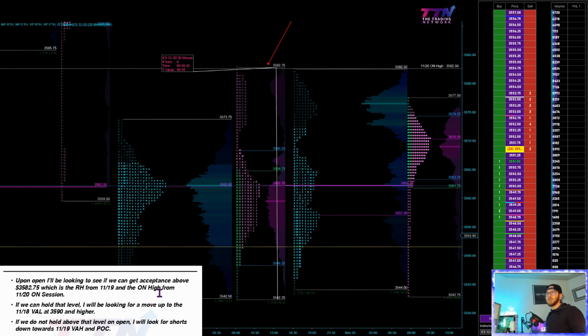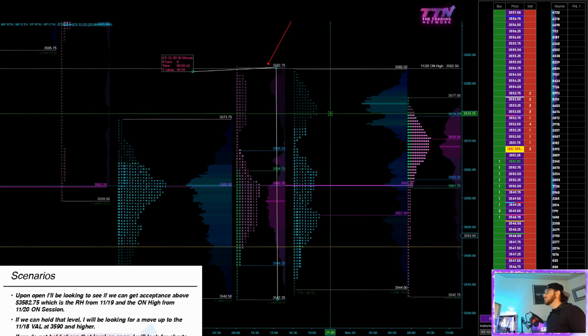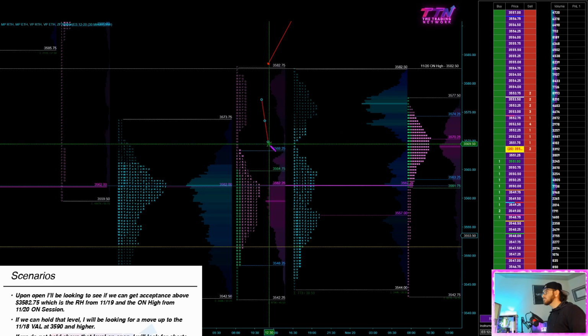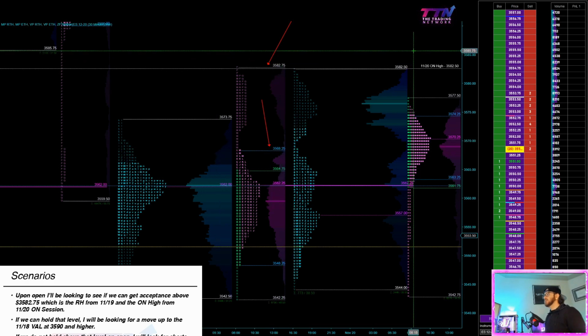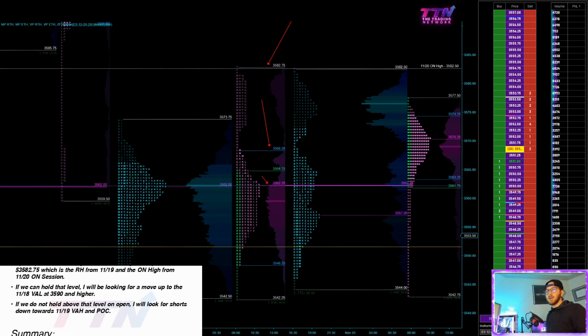Now scrolling down here, you can see in the scenario section, I say upon open, I'll be looking to see if we can get acceptance above that 35.82 level. If we can hold that level, I will once again be looking for targets higher from the previous profiles, and if not, I will look for shorts down towards the November 19th value area high, which was this 35.6825 level. Let's get rid of this so you can see it more clearly. This level right here, and POC, which was 35.6225.